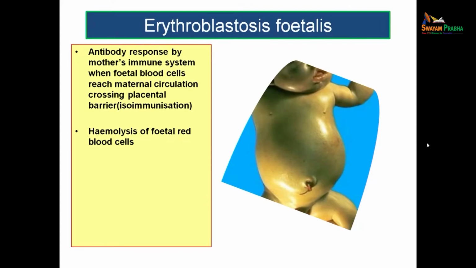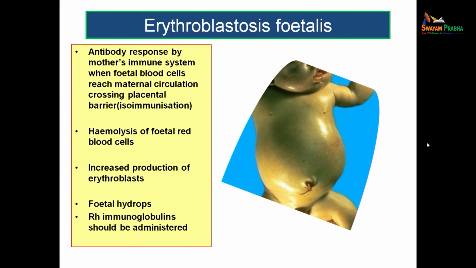As a result, there will be hemolysis of the fetal red blood cells, and as a result there will be increased production of erythroblasts in the fetus. Ultimately, the fetus will develop fetal hydrops, that is, the body will be fully edematous. In this condition, we usually administer Rh immunoglobulins in order to counter this reaction. So, this condition is known as erythroblastosis fetalis.